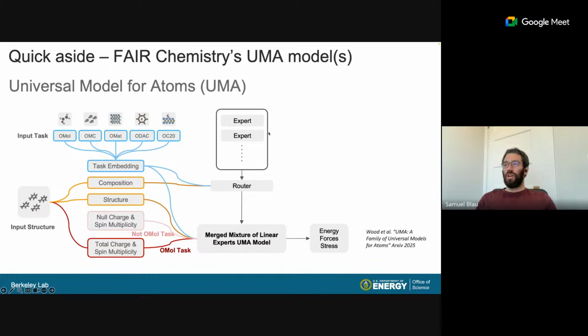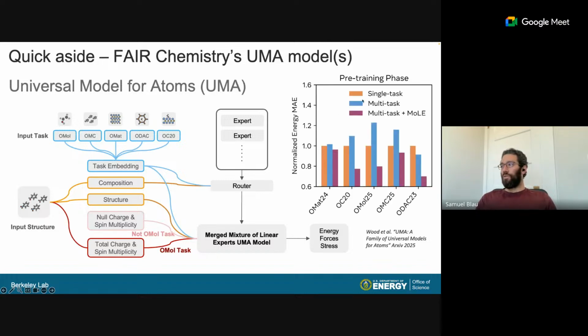And what's really interesting about UMA is that they show the single task performance, with energy MAE normalized. This is the performance you would get if you trained an isolated model on an isolated data set. Then they try a simple multitask model, and for the most part, the multitask model is just worse than the single task models. But then they added this mixture of linear experts, or MOLE, and that made all the performance improve. So now each subdomain is getting a benefit from training on all of this data at the same time.